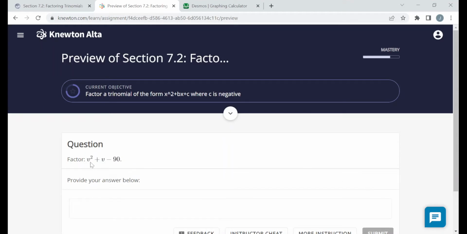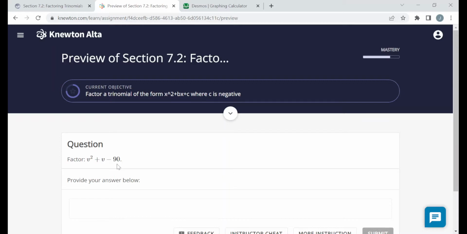So one more of these with one variable, v squared plus 1v minus 90. Now, if there's no coefficient, remember the coefficient is positive 1, right? So this is v squared plus 1v. The value of b is 1. And then the value of c is minus 90, negative 90.